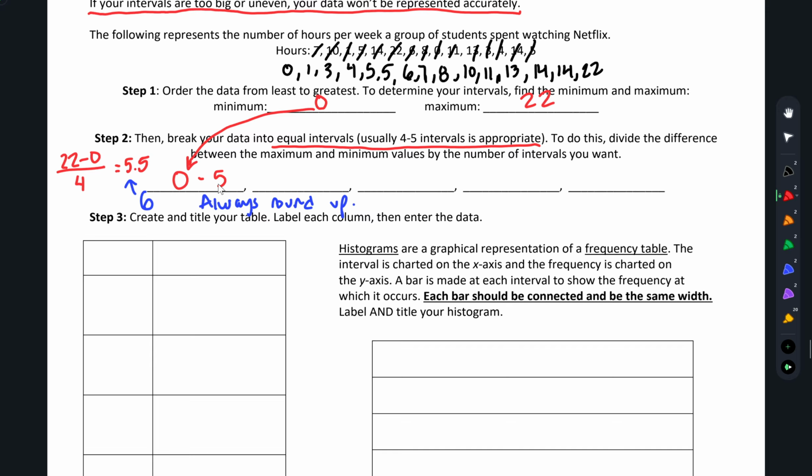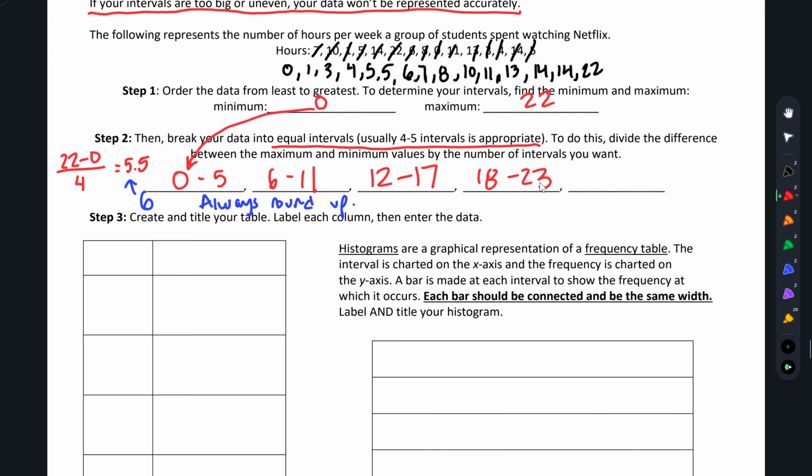Then, my next interval is not going to start at 5. I already did 5. My next interval is going to start at 6. And then I'm going to count on my fingers again. 6, 7, 8, 9, 10, 11. My next interval should start at 12. 12, 13, 14, 15, 16, 17. My next interval should start at 18. 18, 19, 20, 21, 22, 23.